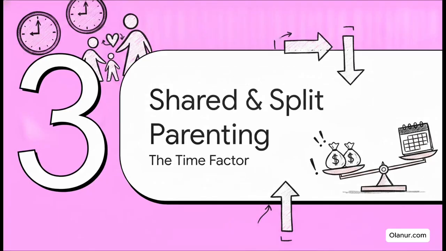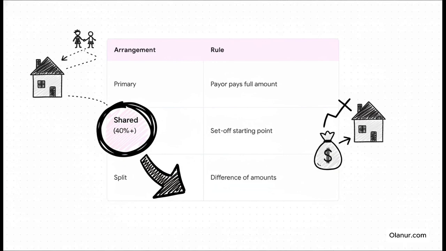Section 3, shared and split parenting, the time factor. I always warn my clients about this. Parenting time is where the math fundamentally changes, and it's exactly where the negotiations heat up. That simple lookup table we talked about, that assumes the child lives primarily with one parent.